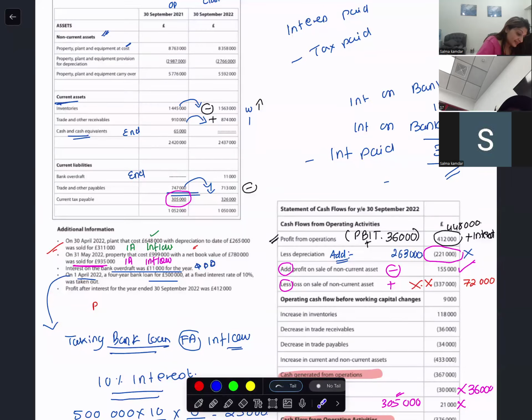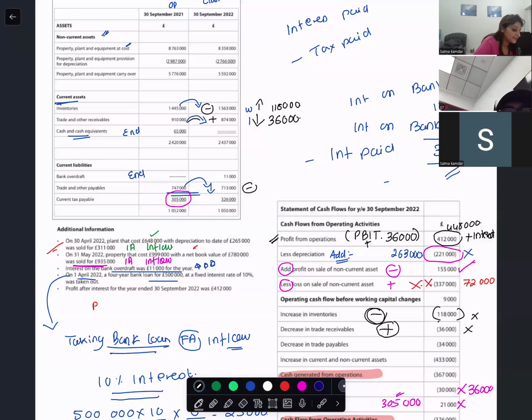Check the amount. Increase in inventory, how much? 118,000. So you have to subtract, but he has added over here. So this is wrong. Decrease in trade receivables, how much? 36,000. So you have to add, but he has subtracted. So he has done wrong plus and minus.